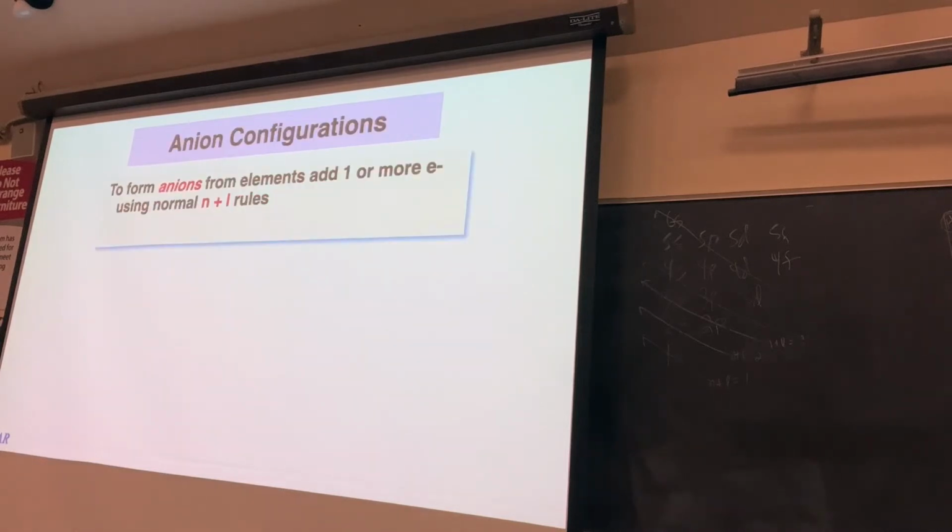Two more things I really want to talk about. First one is making an electron configuration for an ion. When you make an ion, you can either take away electrons to make a cation, or in the case of an anion, a negative ion, you would add electrons to it. And adding an electron to make an anion is pretty simple. You would just follow the normal N+L rules.